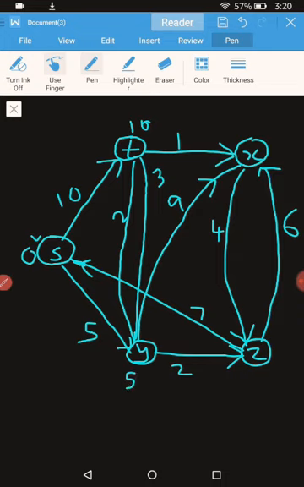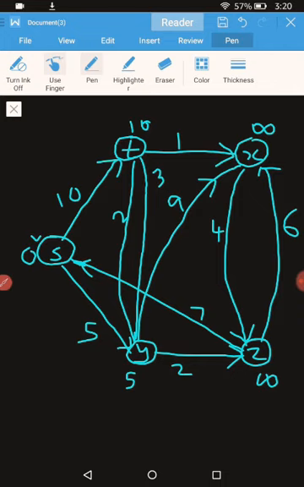The node x is not directly connected to the source, so we write the distance value as infinity. Z is also not directly connected to the source, so here we also write the value as infinity.